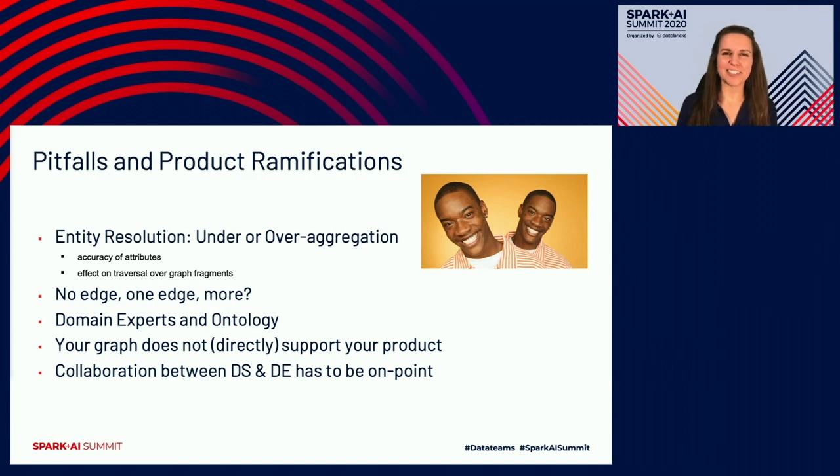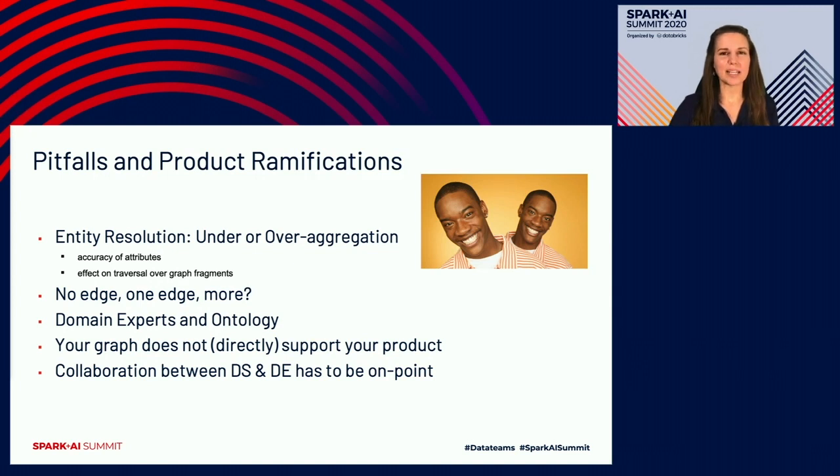Another point is that your graph is not going to directly support your product. So you're not going to be querying the graph from the UI. You would be delivering the data through AWS Lambda or through an Elasticsearch index, to mitigate the issue that people have when there's an unexpected amount of traversal when you're collecting information from your graph. And then a last point here is that your collaboration between data science and data engineering has to be on point. It will absolutely affect the rate that you're able to deliver the data and build the graph.